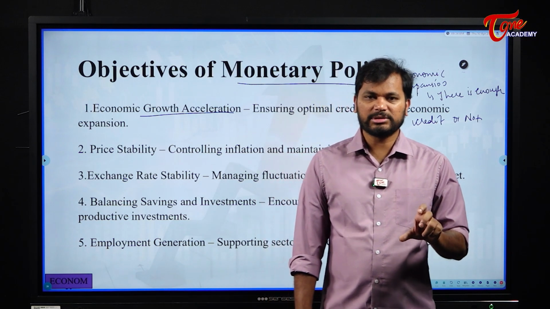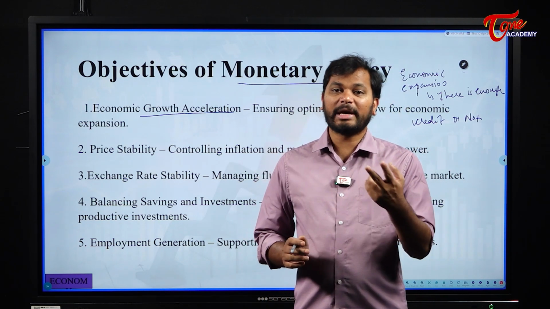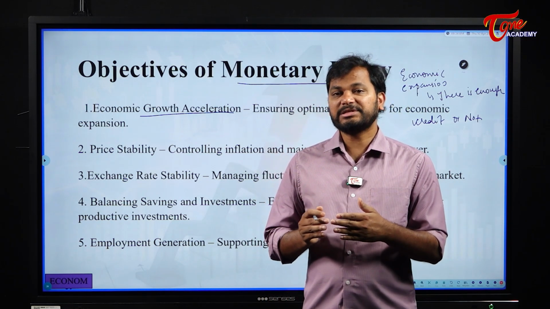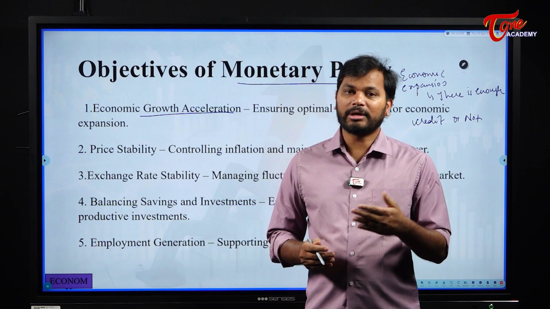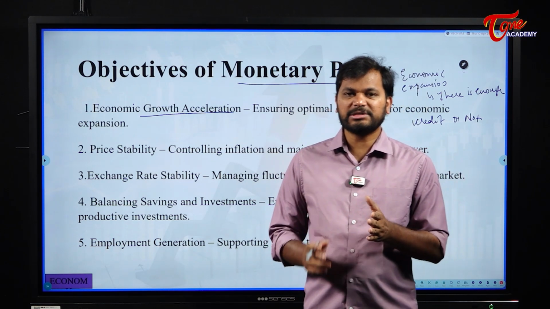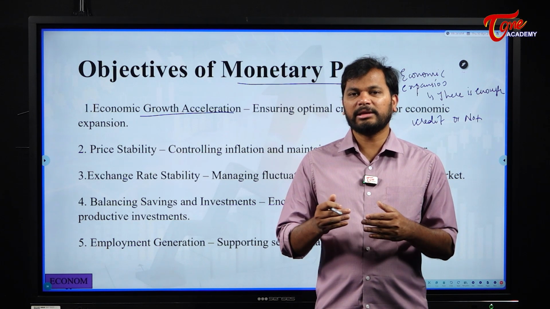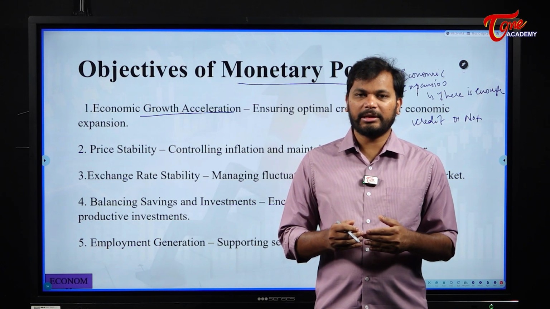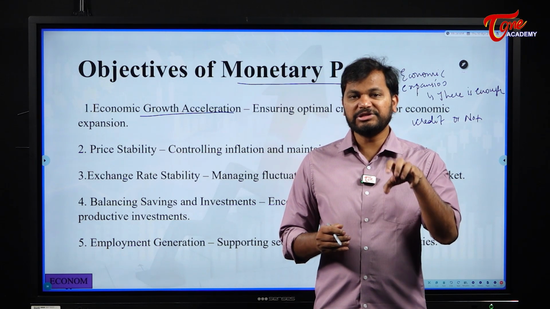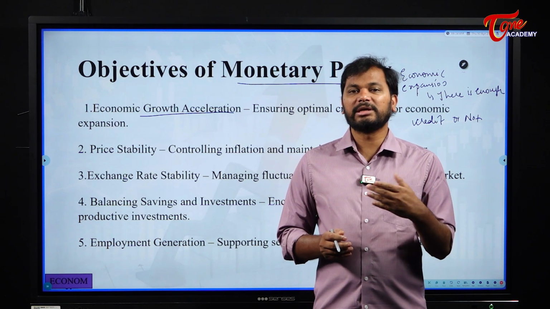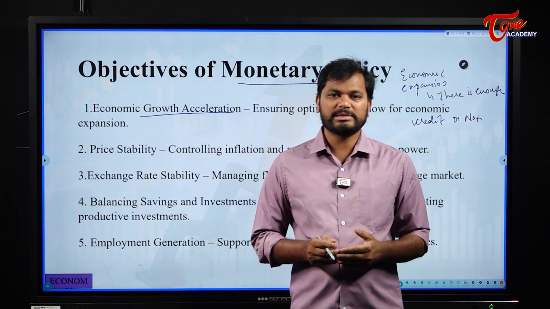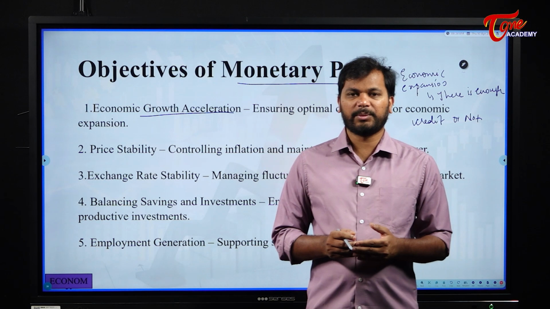That is the reason RBI adopts two kinds of policies. One is the expansionary monetary policy and the other is the contractionary monetary policy. Expansionary monetary policy is nothing but to make sure that there is enough money in the market, and if there is not enough money in the market, RBI will inject money into the market through certain instruments. That is what is called the expansionary monetary policy.